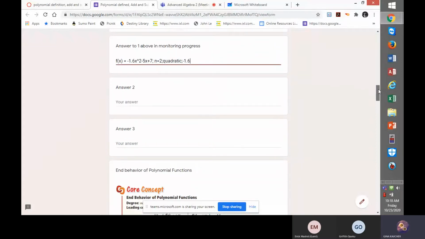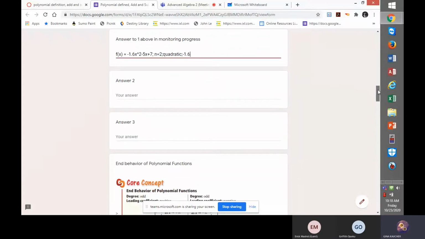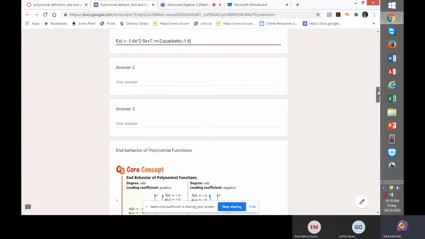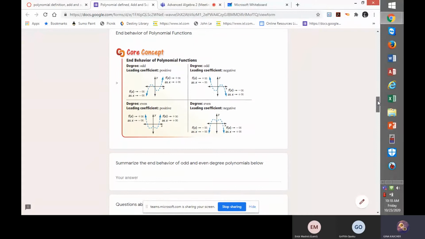We're not talking about vertical stretch or anything like that. We're talking about what number it is. Any real number can be a coefficient. Okay, so you'll have to finish that.